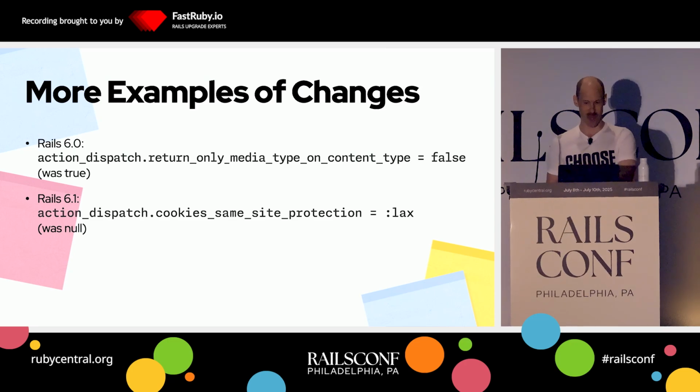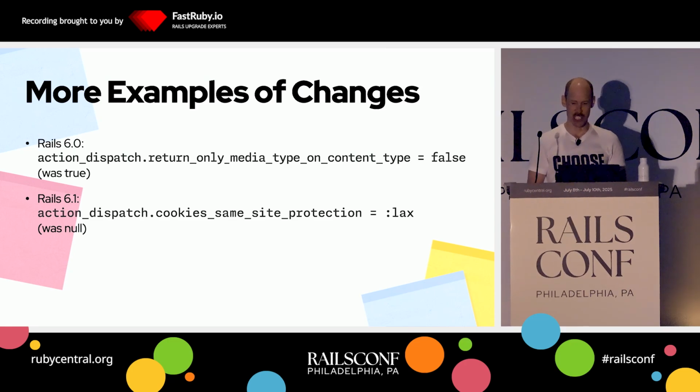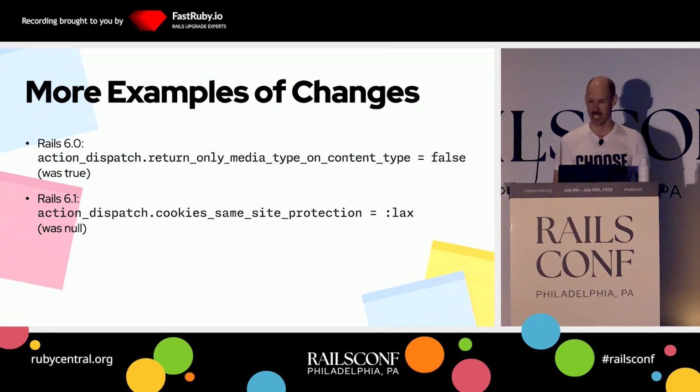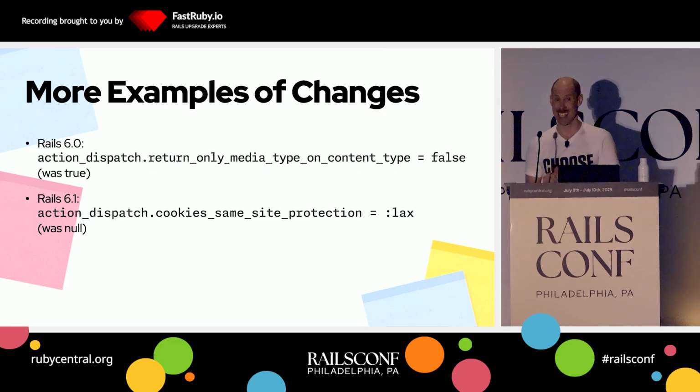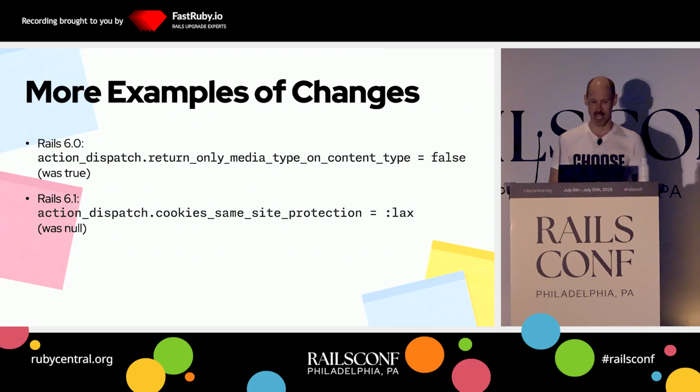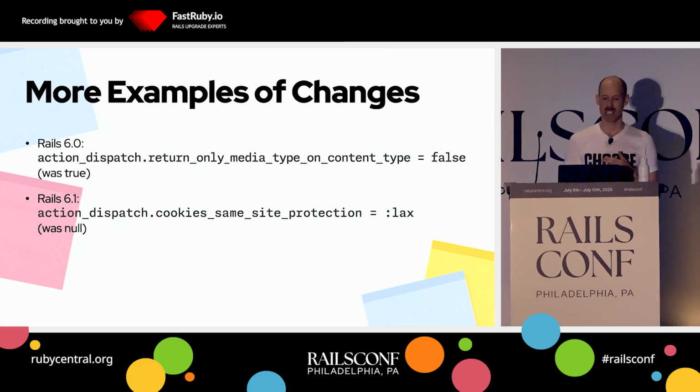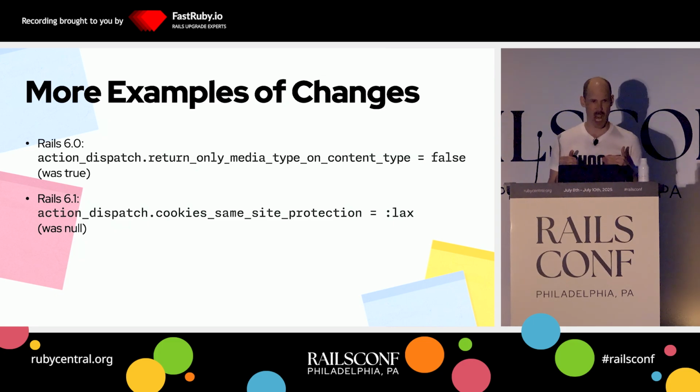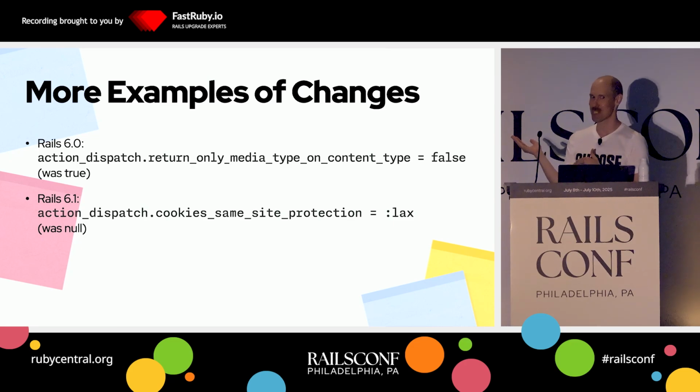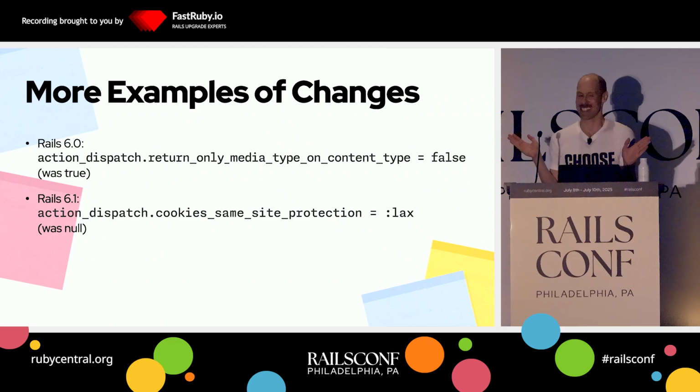In Rails 6.1, for action_dispatch.cookies_same_site_protection, the default was changed to lax. Before this, the default was nil. What cookie same site protection does is set a security option on the HTTP Set-Cookie header. There's a couple of different options you can set, all the way from pretty loose to strict, and lax is middle of the road. But it's wild to me that before 6.1, there was no default specified. So you wouldn't get the SameSite attribute on the Set-Cookie header.